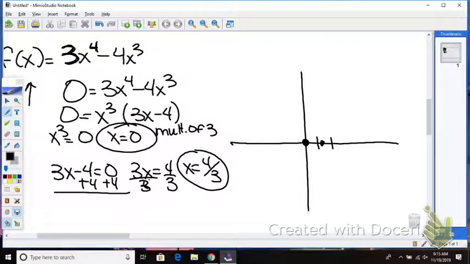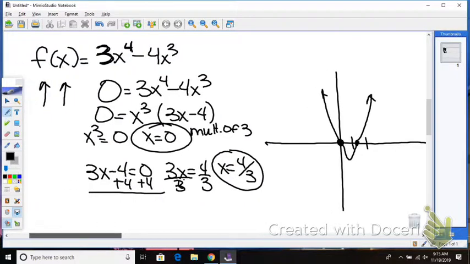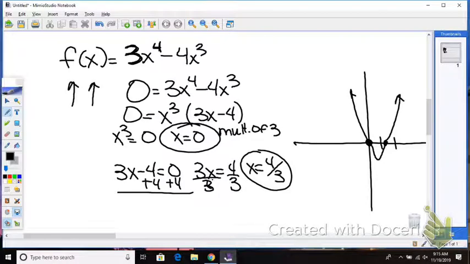Our end behavior was up, up. So this graph goes like that. Now that's not the exact graph, but that's exact for what we're going to do today. The multiplicity of 3 gives it somewhat of an inflection point if you typed it in your calculator, but we're not going to worry about that today. We may touch on that later this week. So that's all you need to know for that.